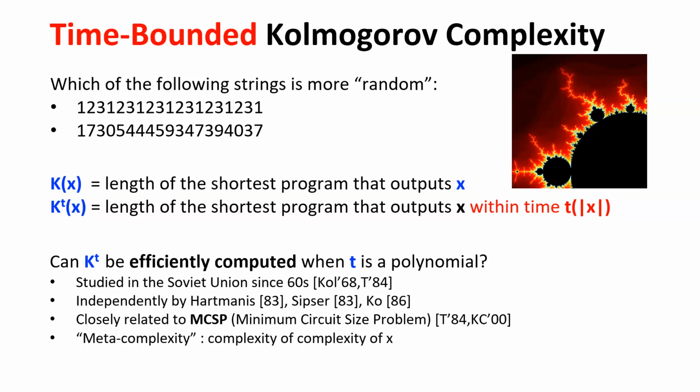As mentioned, this is a problem that has been studied in the Soviet Union since the 60s, and also independently by Hartmanis, Sipser, and co. in the 80s. And it's closely related to the MCSP problem, the minimal circuit size problem. In MCSP the computational model is circuits, but here we're interested in Turing machines.